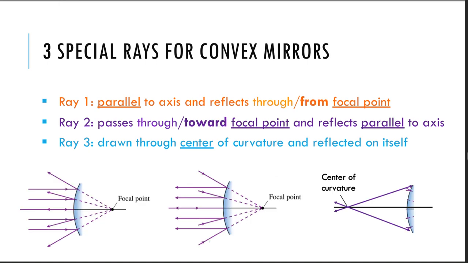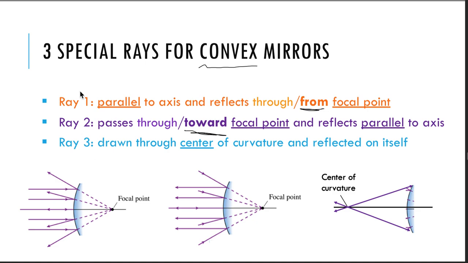a mistake. So what I have here are the same 3 rules that we just talked about, but for convex mirrors. So the only way that these rules are different is that for the first 2 rays, we're going to look at the second part that I have bolded here. So ray 1 is parallel to the axis, and instead of reflecting through the focal point, it's going to reflect from the focal point. So look at the picture so that it can make more sense.